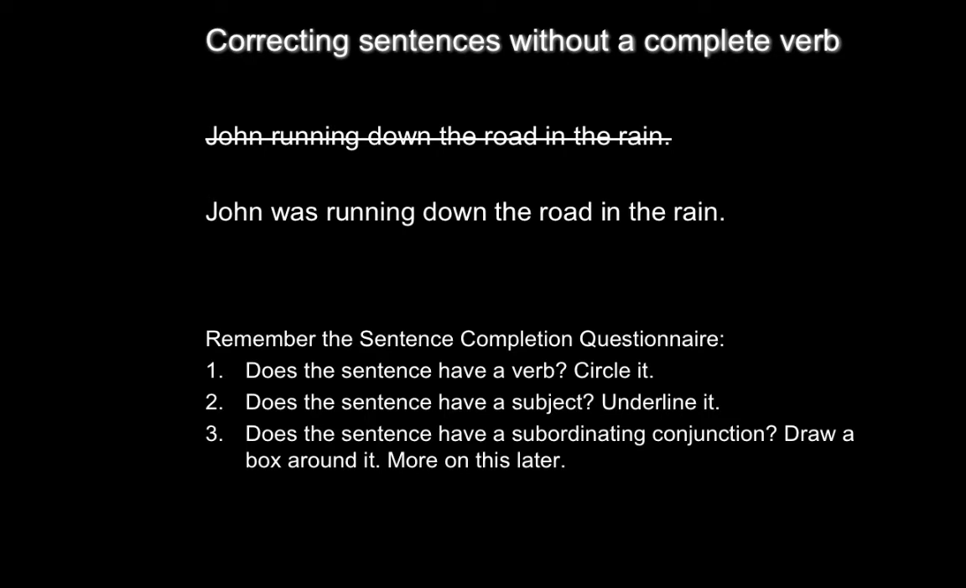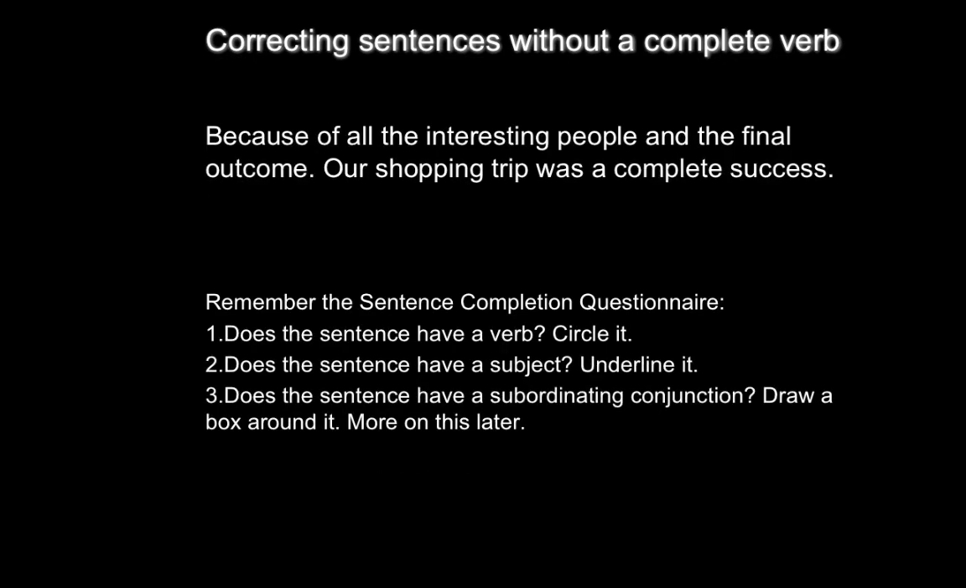Here's another example of a sentence fragment that's missing a verb. Because of all the interesting people and the final outcome, our shopping trip was a complete success. Returning to our steps, we can identify one verb in this sentence, was, and a subject for that verb, trip, which tells what was a success. Notice that in the first sentence we don't have a verb, which means we also don't have a subject, so the first sentence is a fragment.